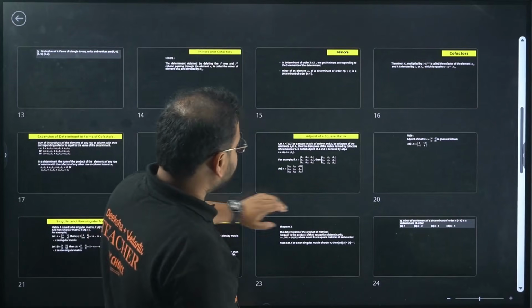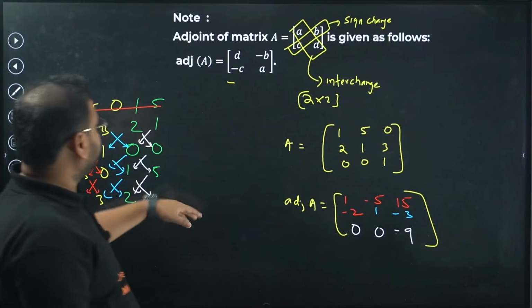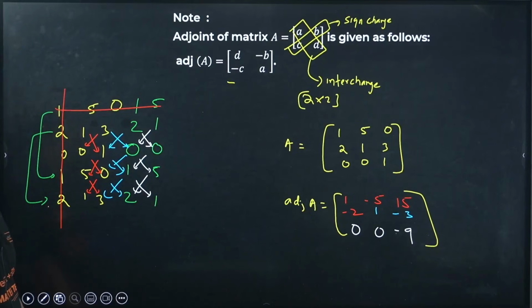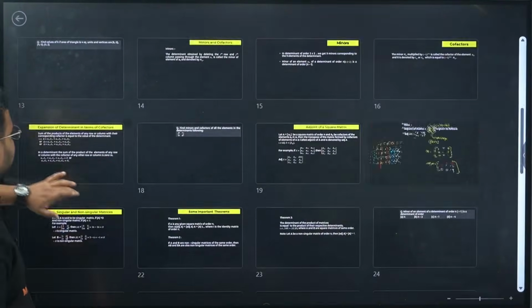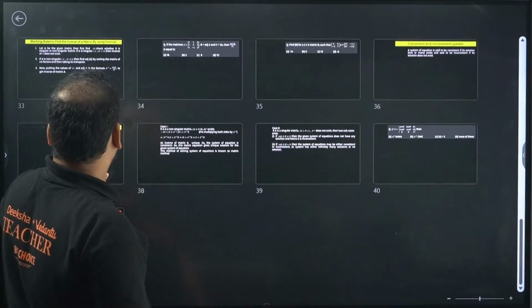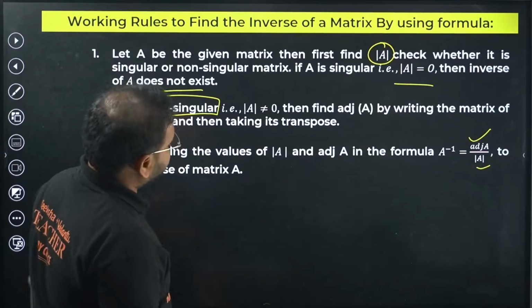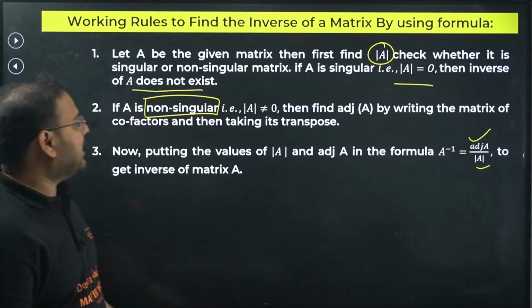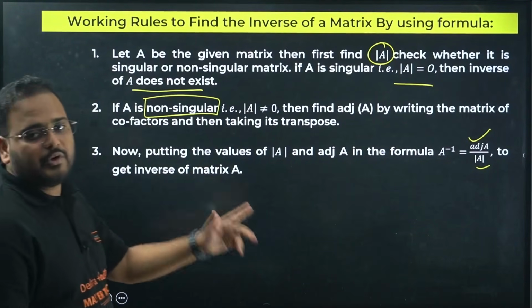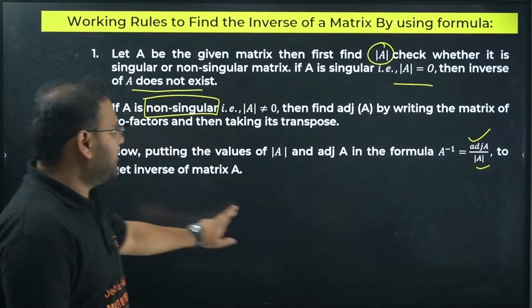This was the way to find the adjoint of a 3 cross 3 matrix. Clear? Okay, so you can do that. The adjoint of A is found, divided by the determinant of A, and you get the inverse of the matrix A.